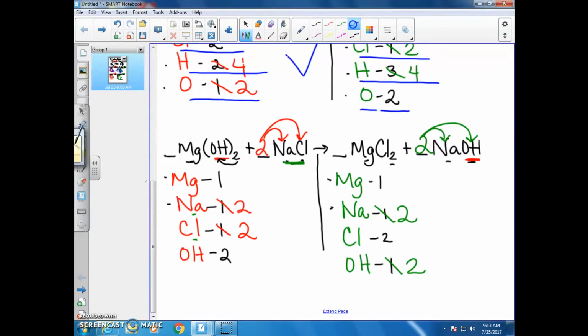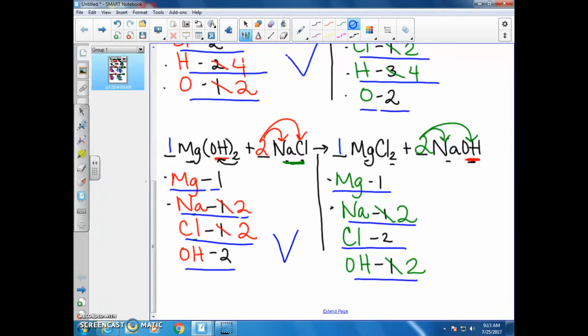So now I have 1 Mg, 2 Na, 2 Cl, and 2 OHs on both sides. Adding a 1 here and here balances out our equation.